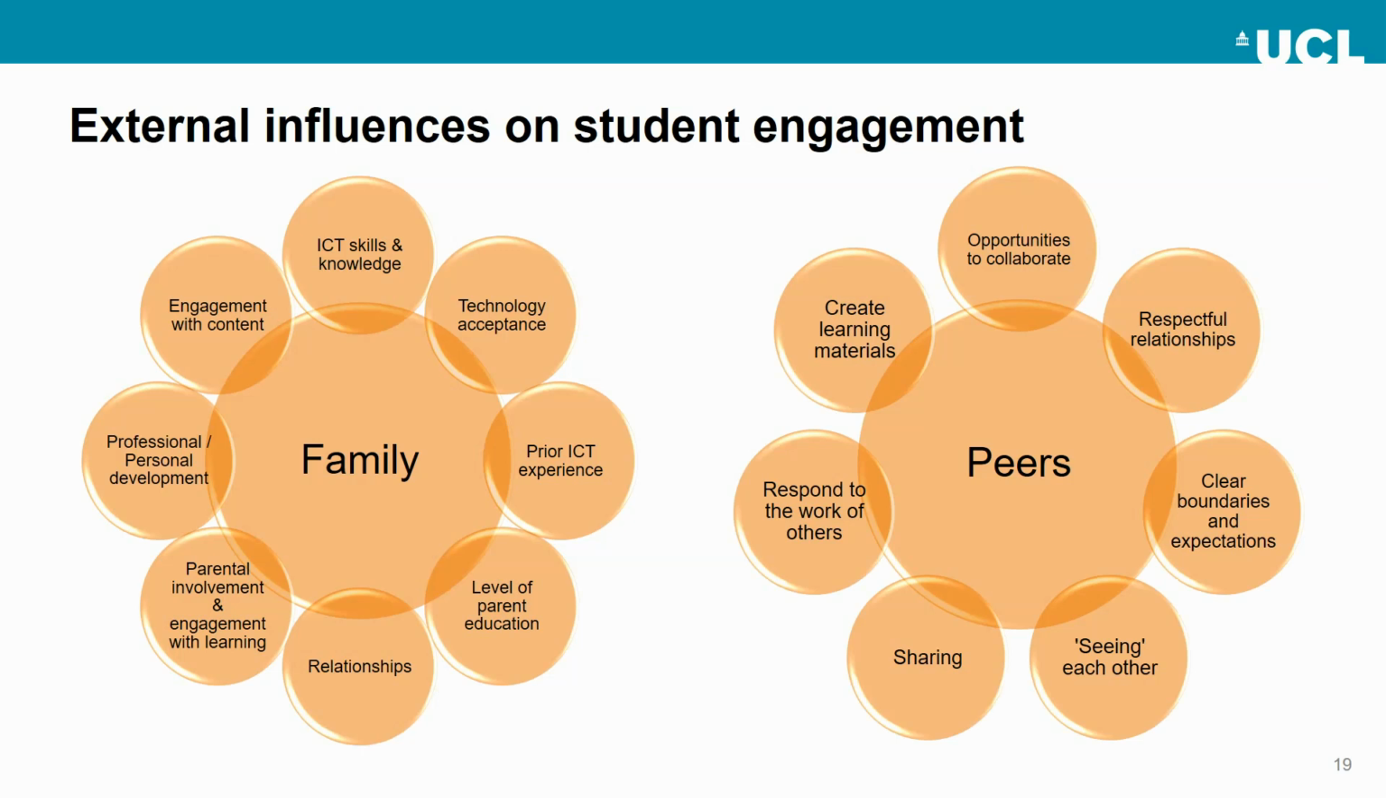Peers have been found to be particularly influential, and so providing those opportunities to collaborate with peers is really important, but also establishing respectful relationships and understanding the boundaries and expectations that come with peer-to-peer learning. It's also been found important that students are able to see each other, especially in online environments, and that they're given opportunities to respond to the work of others and to share their ideas with other students. And one way that they can do that is to co-create learning materials together.